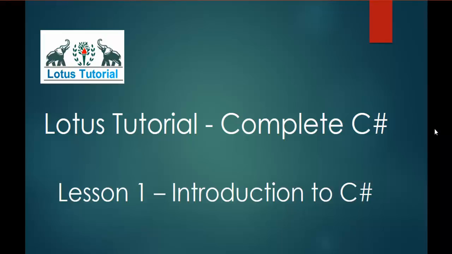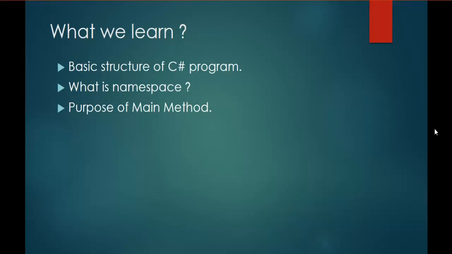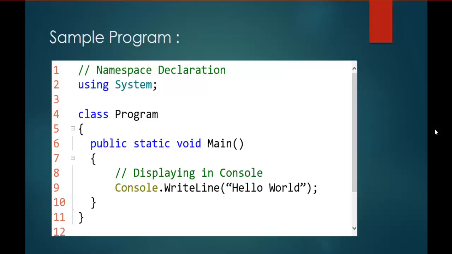In this session, we are going to learn about the basic structure of a C Sharp program, what a namespace is, and also the purpose of the main method. So here is the sample program, and you can observe very clearly we have 11 lines of code present here. Okay, and we are going to understand each of these lines.